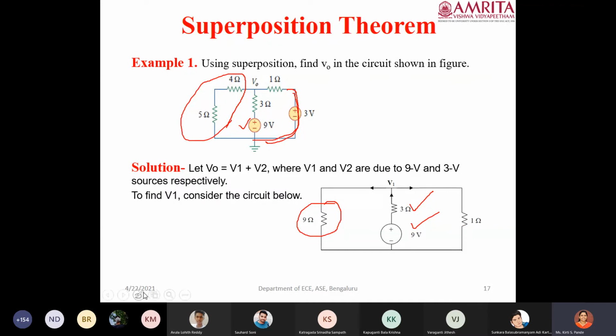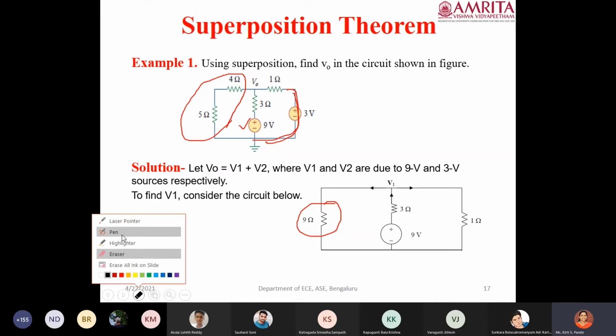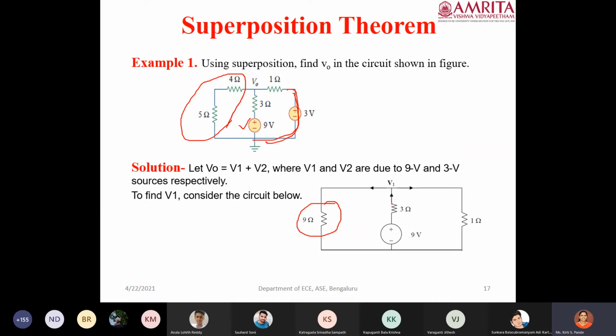So now the circuit will look like this, the one which is shown below. 9 volts, with 3 ohms in series with this 9 volts. On the right hand side you have 1 ohm and on the left hand side you have 9 ohms. If I mark the current, let's say the current is flowing out of the voltage source, obviously it will get divided. Part of the current will flow through the 1 ohm, part will flow through the 9 ohm, and you will have a node voltage which is now denoted as V1.